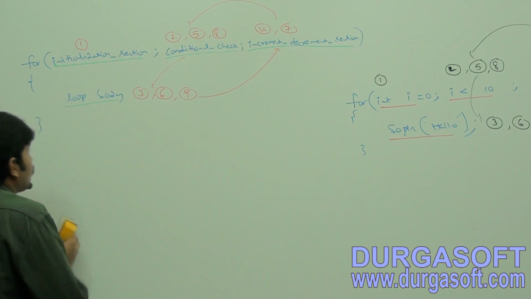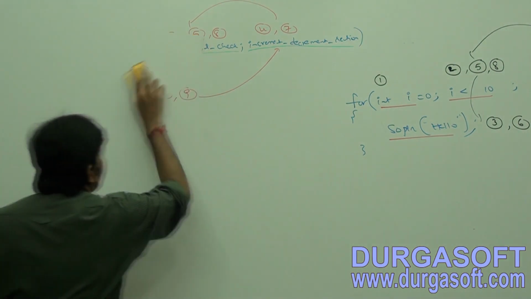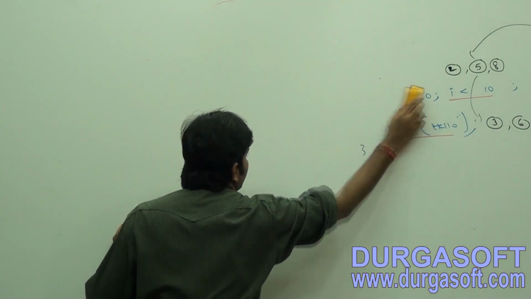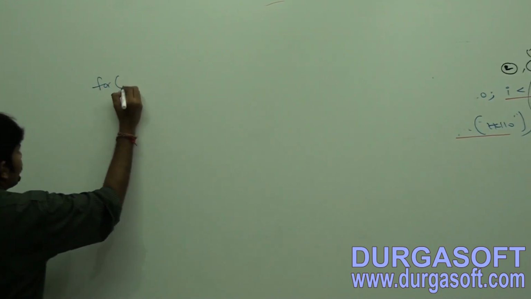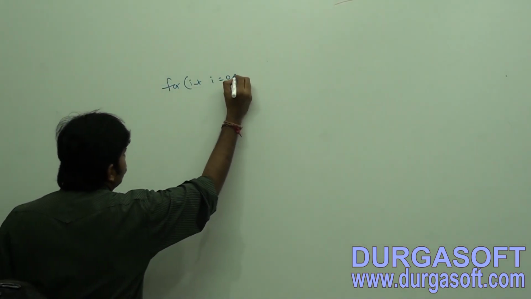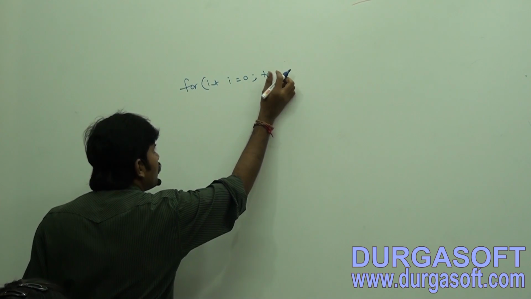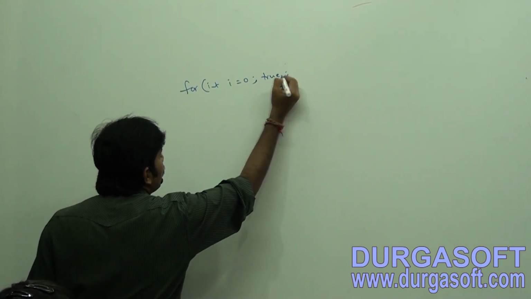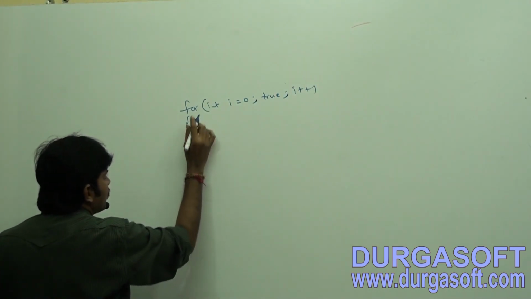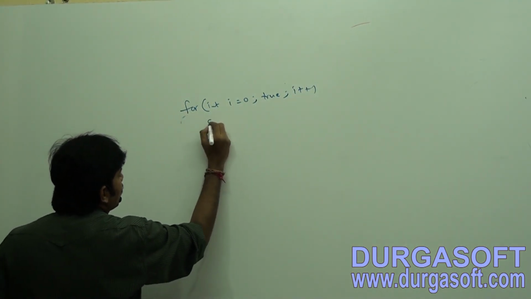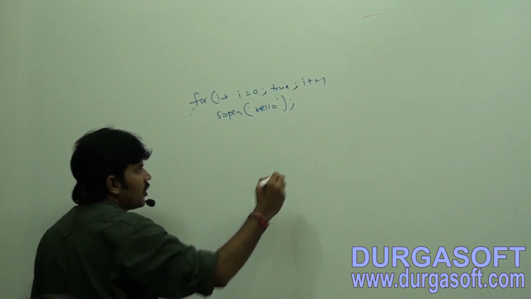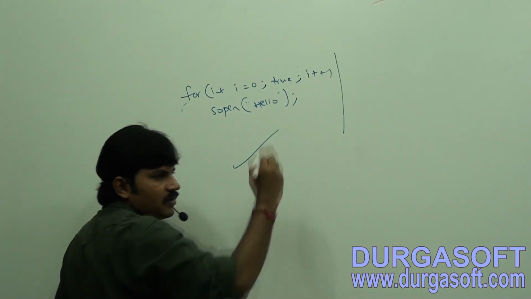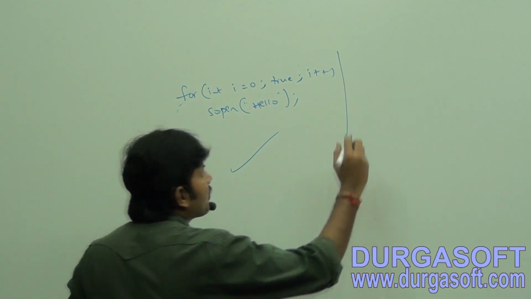We know this point well, okay? Still, let me add some examples. We know it's not required to keep much explanation, but still, see: for int i = 0, some boolean condition or true, next i++, and again I don't want to take curly braces. SOP of hello, like I'm taking. Can you tell is it valid or not? Yes, because I'm taking an SOP statement.